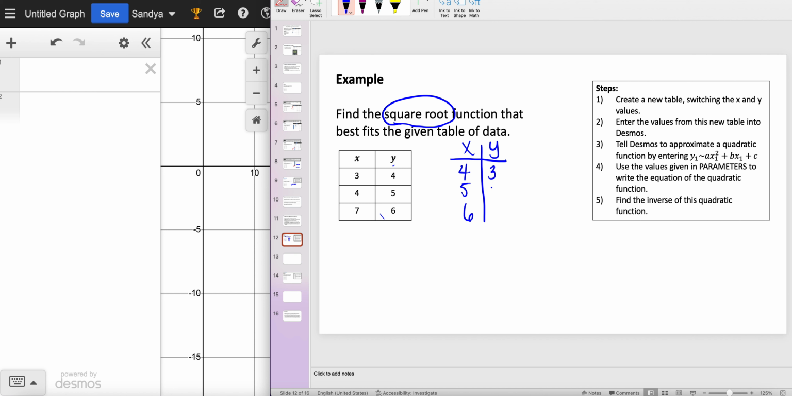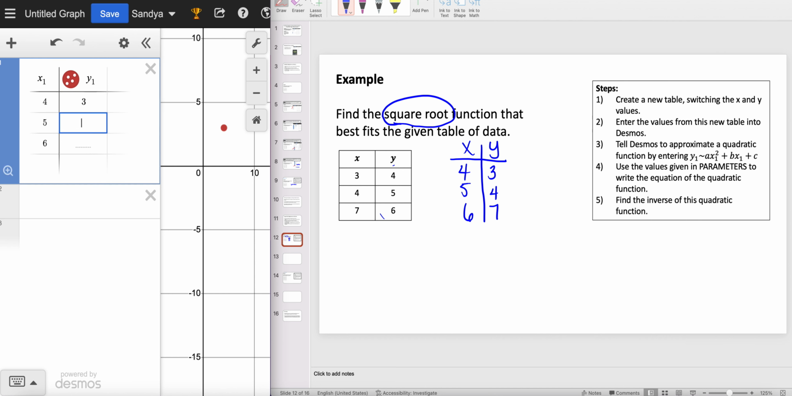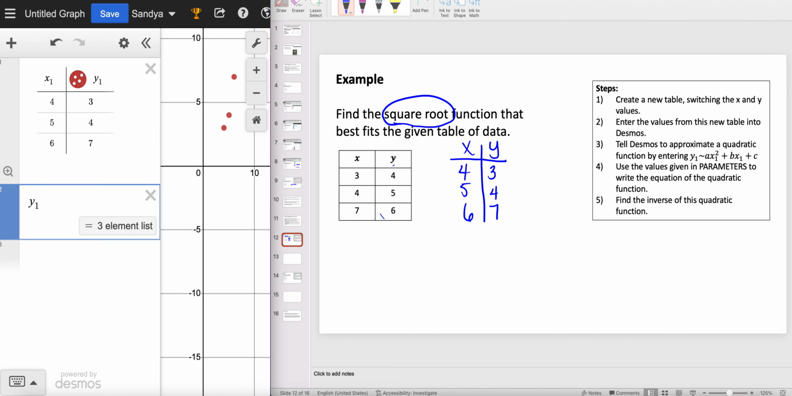So I have 3, 4, and 7. So when I do that, I'm going to go to my table. So now that's going to be a quadratic function, right? Because that is the inverse. So I have 4, 5, and 6, and then I have 3, 4, and 7. So I write the quadratic regression.